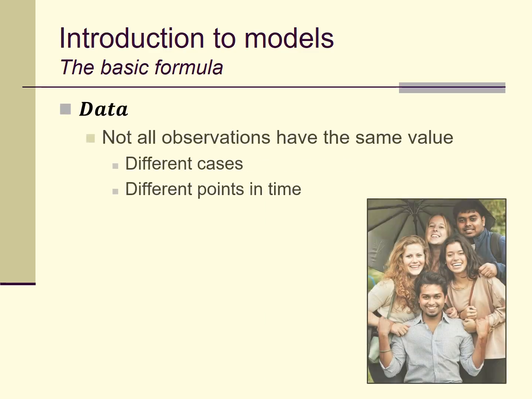But again, not all observations have the same value. I mean, it's possible you might have a data set where all the people have the same value for your dependent or outcome variable, but that's very unlikely to happen. It's more likely that just about anything you measure will look different across the members of your sample, different people.